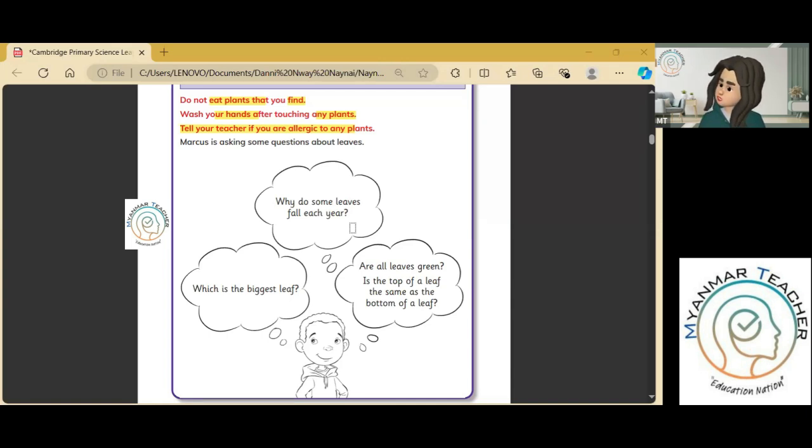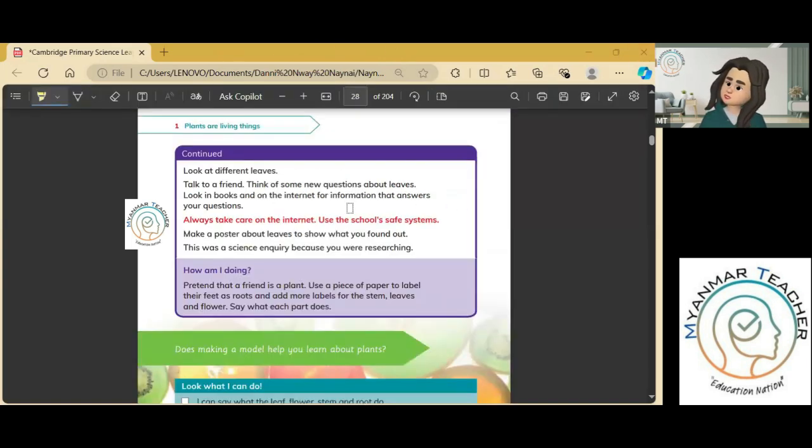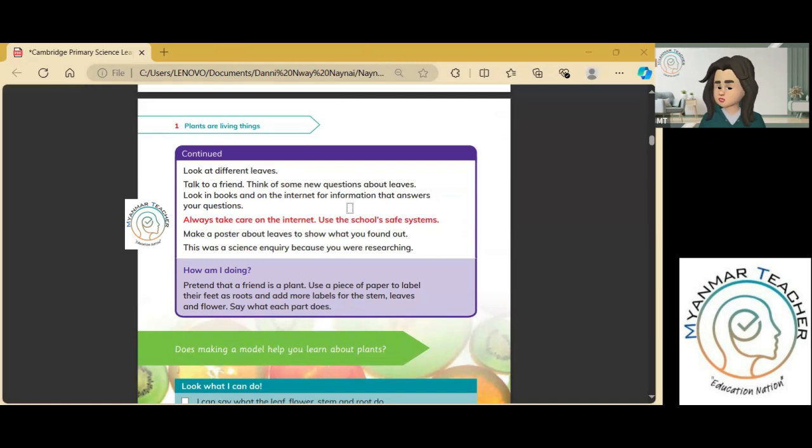Is the top of a leaf the same as the bottom of the leaf? I don't think so because the bottom of the leaf has a stem, but probably. Look at different leaves. Talk to a friend or to your siblings or to your parents. Think of some new questions about leaves. Look in books or on the internet for information that answers your questions. Always take care on the internet. Use the school safe systems, or you could ask your parents to go with you because not everything on the internet is safe. Make a post about leaves to show what you found out.